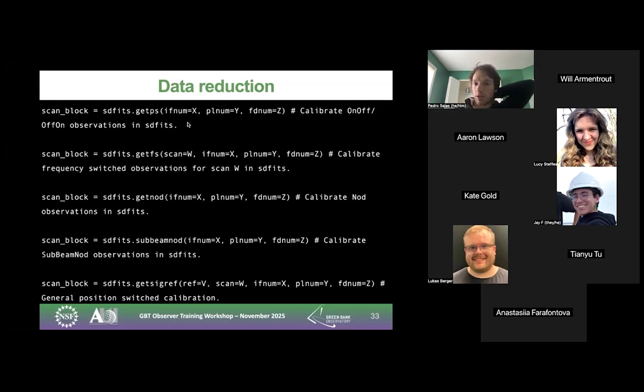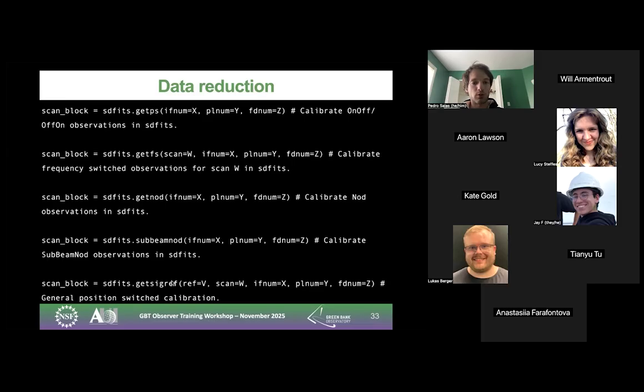Then you can also provide additional arguments like scan number. Hey, I only want this scan. Or you can provide a list of scans or a range of scans, then it would work with all of those. And yeah, this all calibrates different types of observations, like I mentioned before.